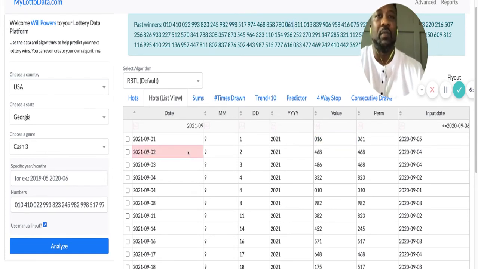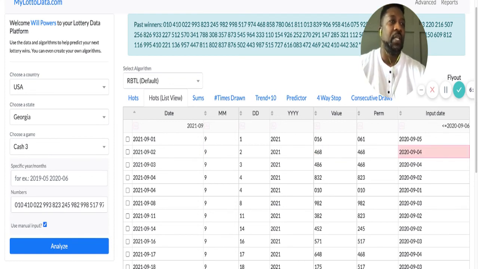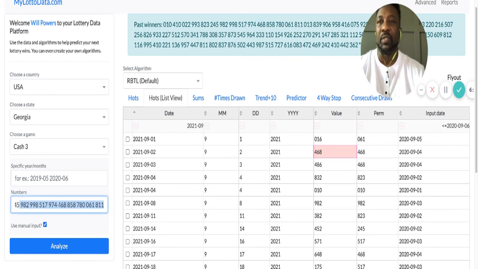So let's look at what would have happened on the 2nd. On the 2nd, September 2nd, 2021, oh, 468 came out. Within that first 15 numbers, we also have 468. See that? 468. And you can see it right here, the 468. So that also came out. All right, so we're pretty good. You guys can see where I'm going with this.